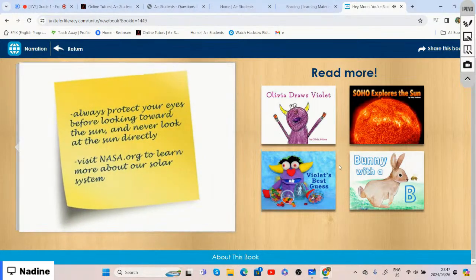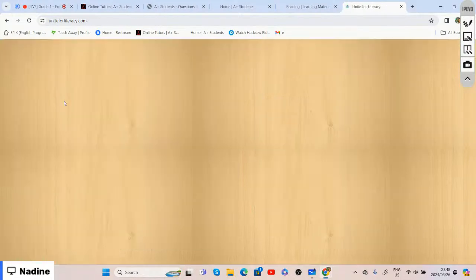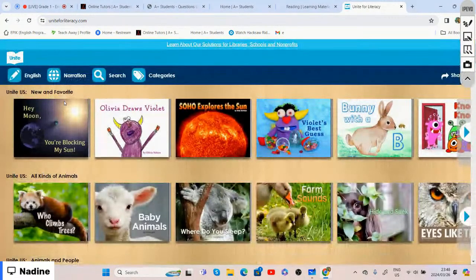All right. So that is the storybook, which is Hey Moon, You're Blocking My Sun. And if you looked at the wording and the punctuation of the story, they used exclamation points. They used questions as well as statements and commands within the story.